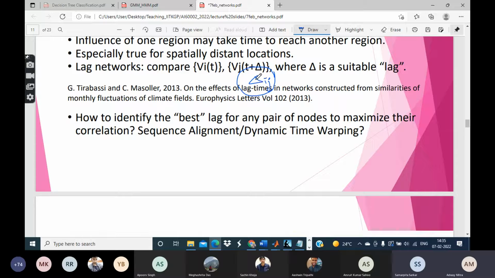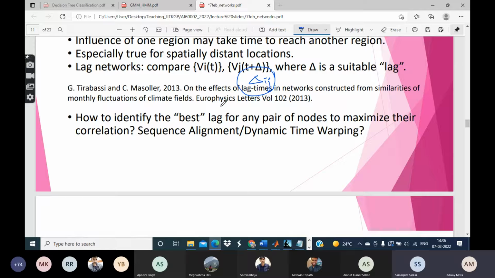Doing this may also actually help us to identify the best time lags, or the lag at which these kinds of things influence each other. Rather than that being provided as an input for constructing the network, we may construct the network for multiple values of lag and then choose the best one among them. So that is also one way to do it.